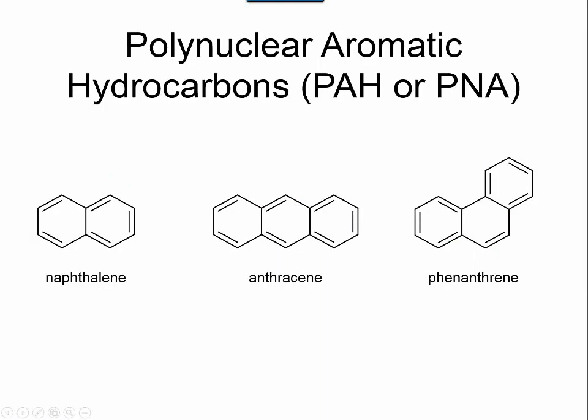The polynuclear aromatic hydrocarbons are referred to as PAHs or PNAs. The parent compounds for this class of aromatic compounds are shown here, with naphthalene having 2 aromatic rings attached to each other, anthracene is 3 in a row, and phenanthrene is 3 rings with a slight bend in the molecule.